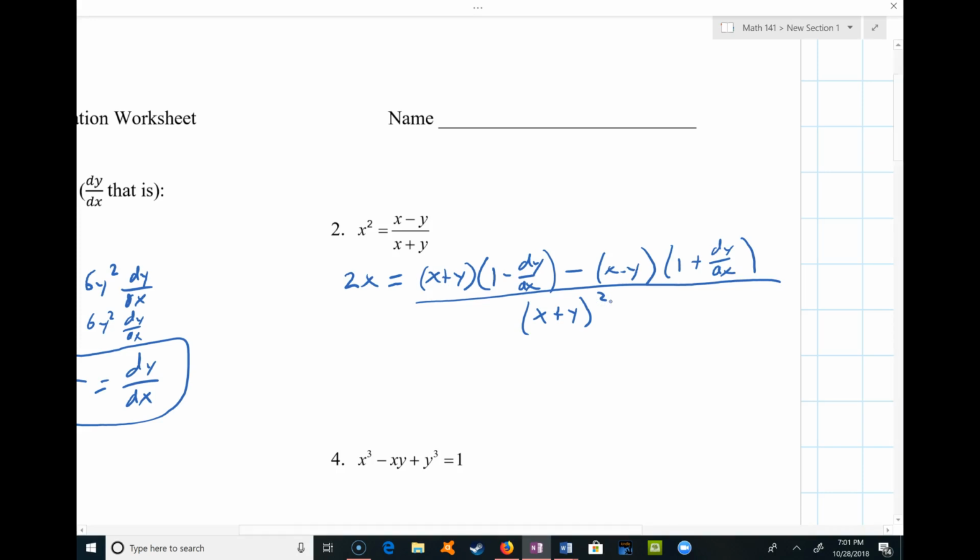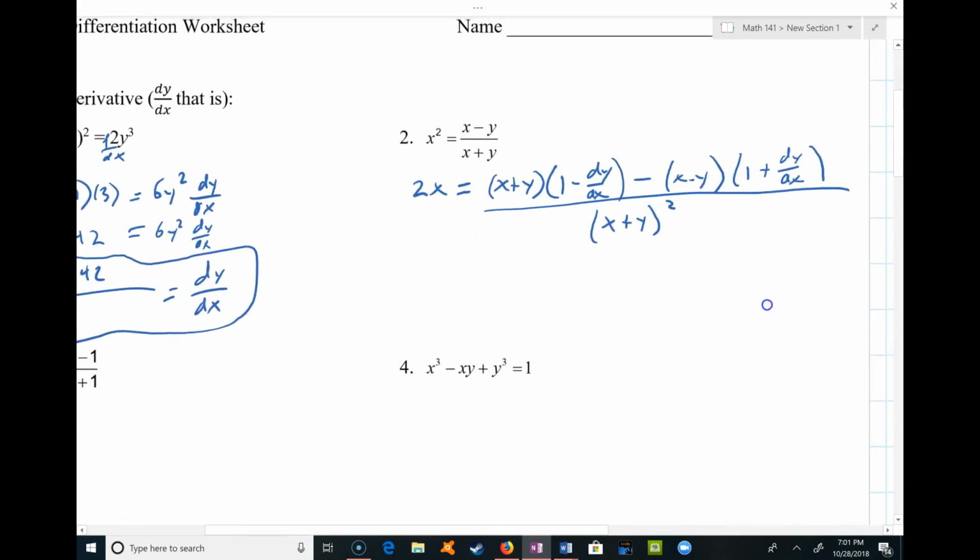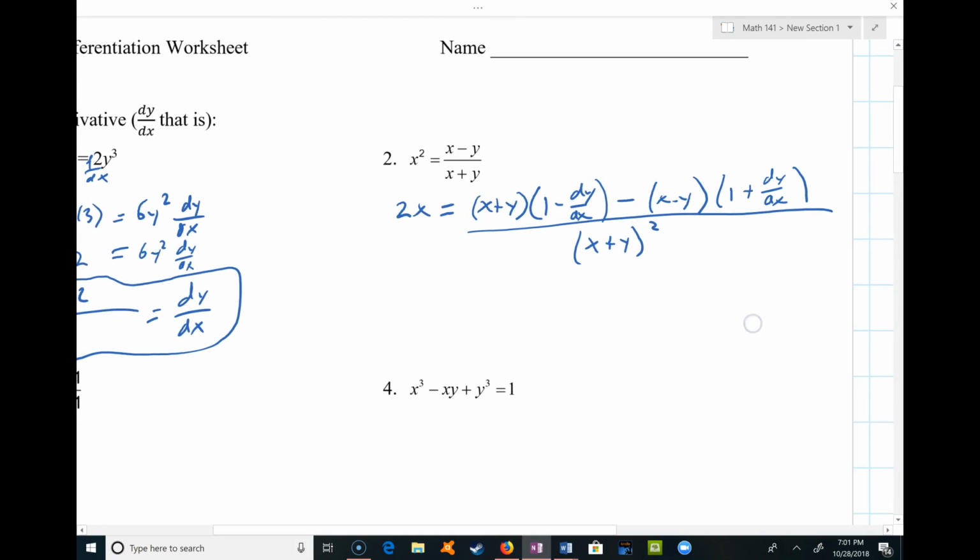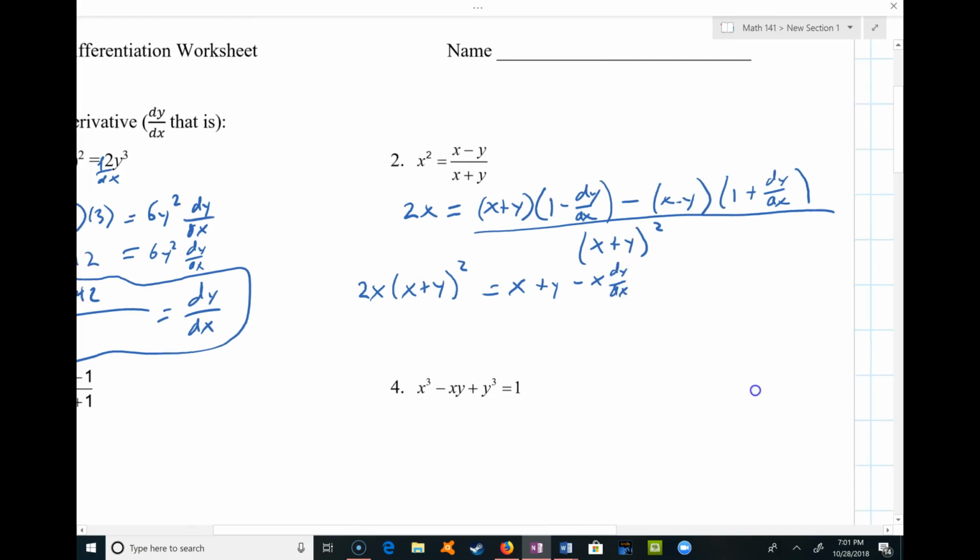So now we've got to get dy dx by itself. So the first thing I'm going to do is multiply both sides by x plus y squared. So that would give me 2x times x plus y squared. And then over here, I'm going to have to multiply these things out. So actually, do I? Nope. Yeah, I do. So that would be 1 times x is x, 1 times y is y, dy dx times x, that'd be a negative x dy dx. And dy dx times y, that'd be a negative y dy dx.